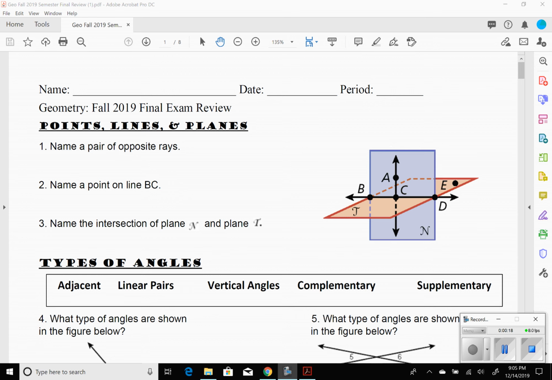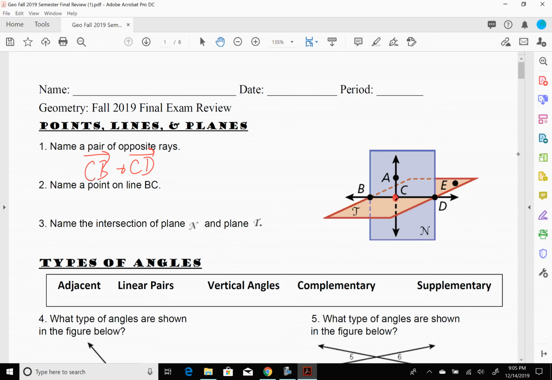It says name a pair of opposite rays. So remember, opposite rays, they begin at the same point and they go in opposite directions. So we have to look at our lines that we have here. The vertical line, we only have point C and A on it, so we can't use that one. So we need to use the horizontal one. So our two opposite rays would be CB and CD. Okay, and whatever letter comes first is the starting point for rays.